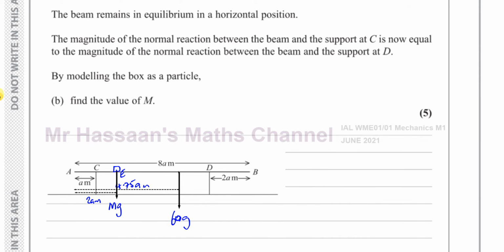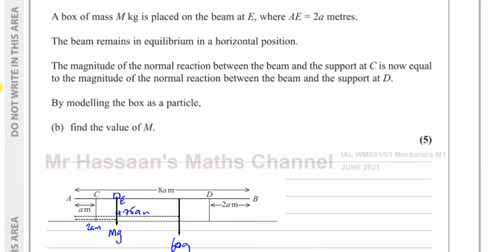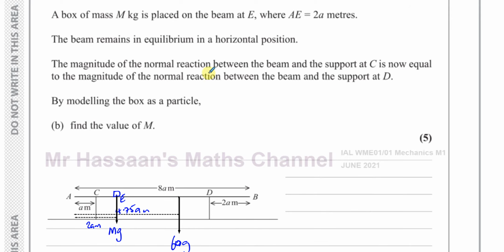All right. Then it says the beam remains in equilibrium and in a horizontal position. The magnitude of the normal reaction between the beam and the support at C is now equal to the magnitude of the normal reaction between the beam and the support at D. So now we know that these two supports have the same reaction forces. If this is R, this is also R. They're both the same now.